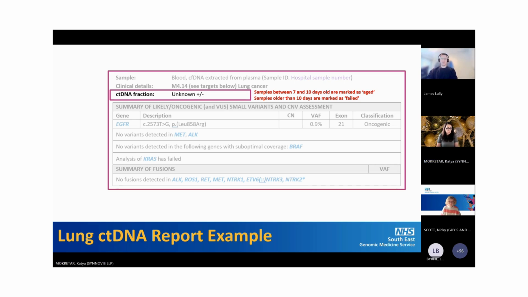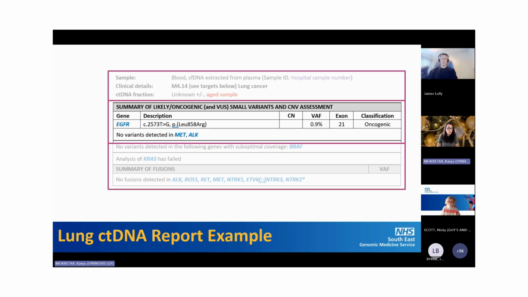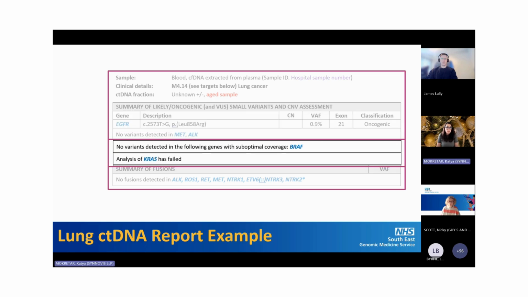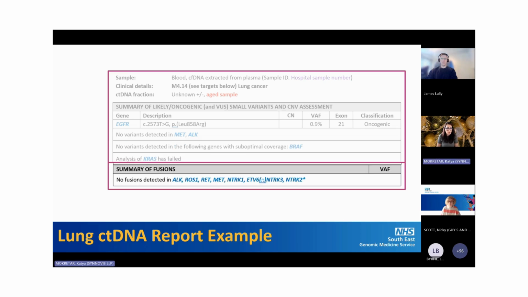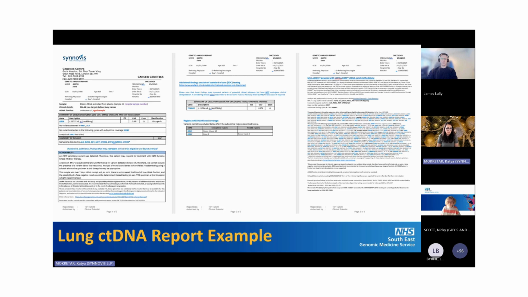By the time they arrive in the lab, the degradation is so high that testing at this point is unreliable. Next bit of the report will show you all the findings, and we'll also mention everything that was not found. If there were some genes that had a suboptimal result or they failed, they will be listed here. If there are no suboptimal and no fails, then there will be nothing in here. Any fusions will also be listed in here.